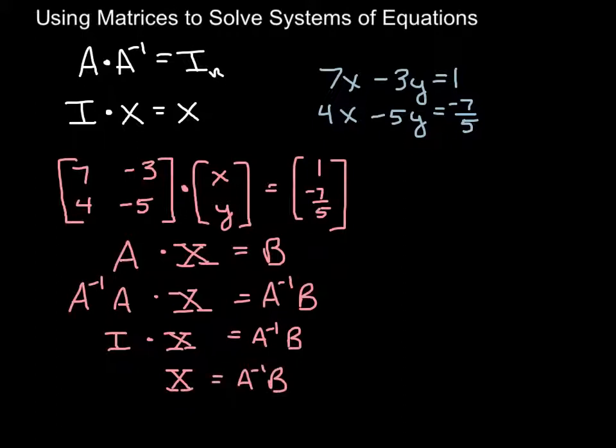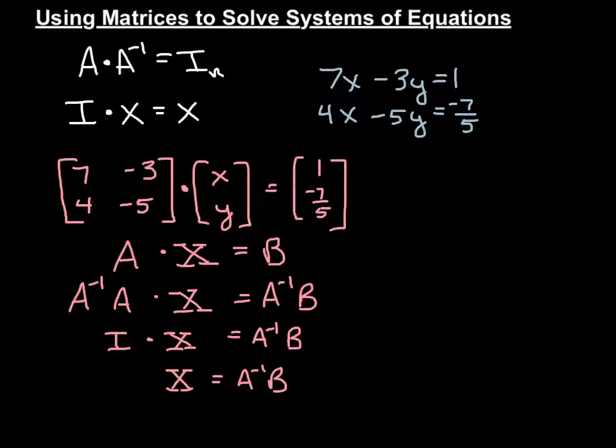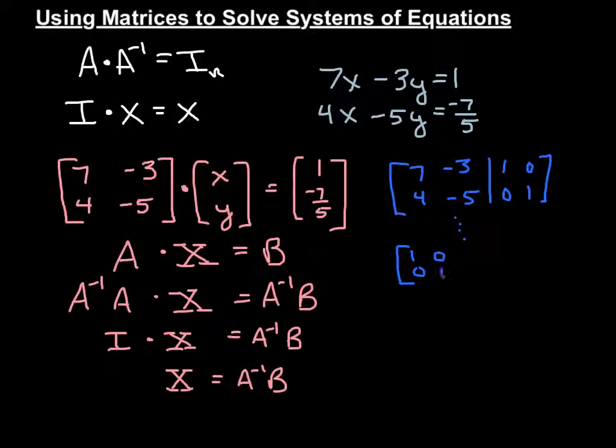Okay, so all we need to do is find the inverse of this matrix and multiply it to this matrix, and that will give us the values for x and y. So if we were to find the inverse of A, you would set it up as this: 7, 4, negative 3, negative 5, 0, 0, 1. And then you would do some arithmetic. I'm not going to show that just because that's not what this video is for. But basically you would end up with this matrix. And so we have our inverse.